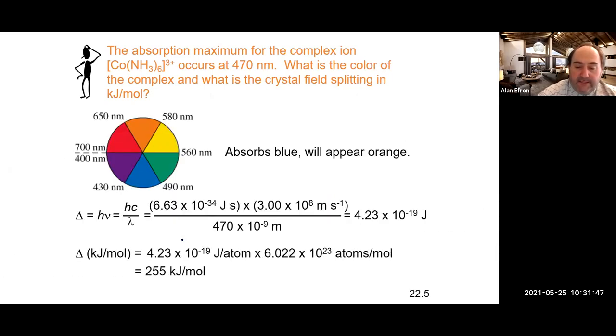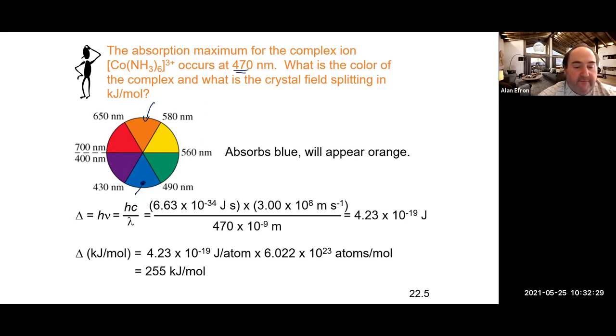So what color is the complex ion, and what is the crystal field splitting in kilojoules per mole? The other important thing that we probably talked about as well is that the color of the solution that we see is actually complementary to the color, or wavelength, that is being absorbed. If our solution is orange here, it will basically absorb light in the blue spectrum, which is why we set it at 470.